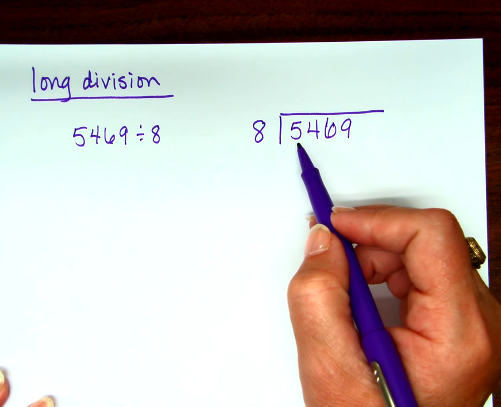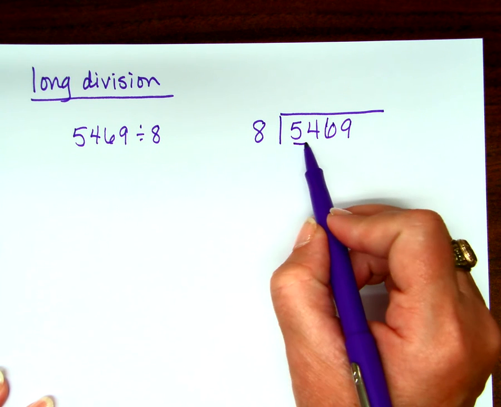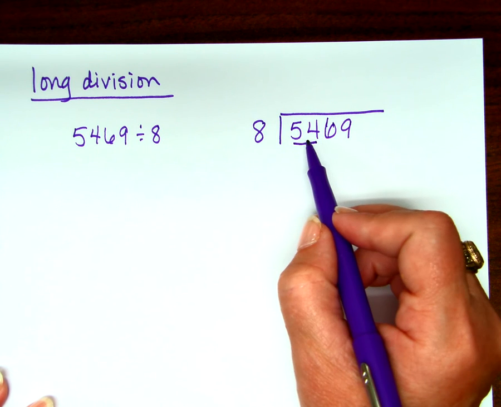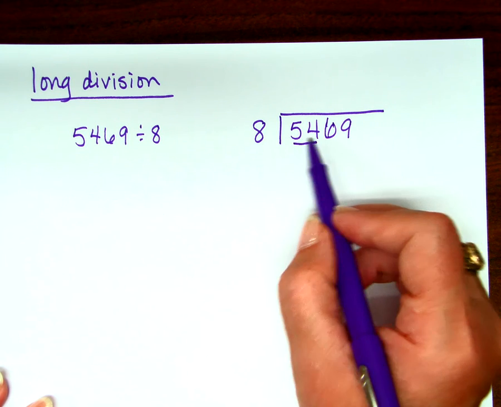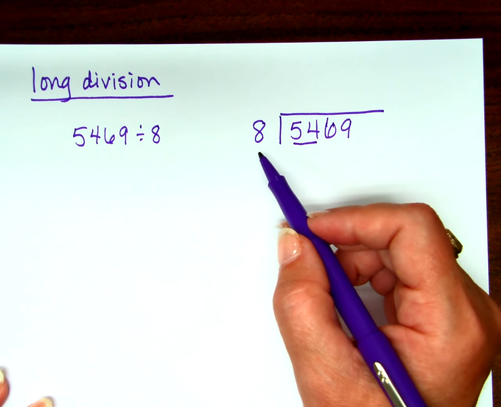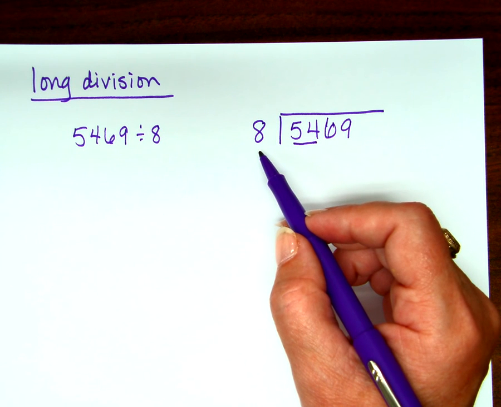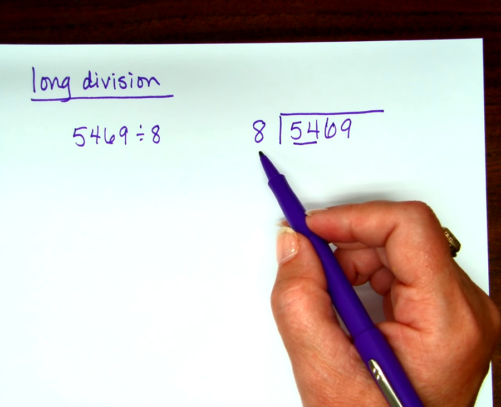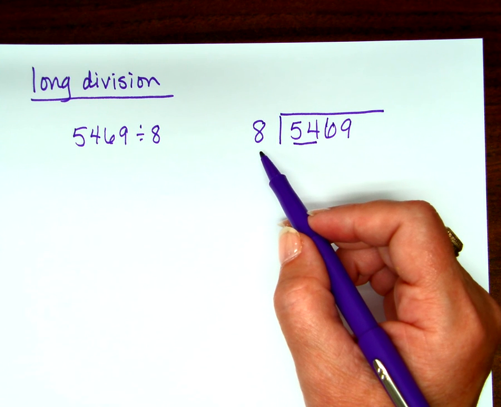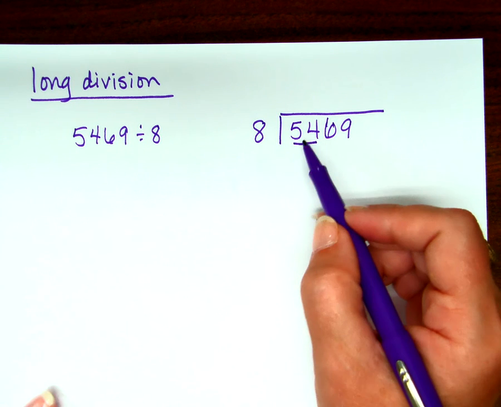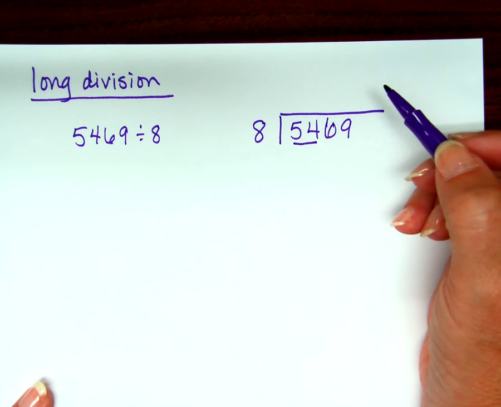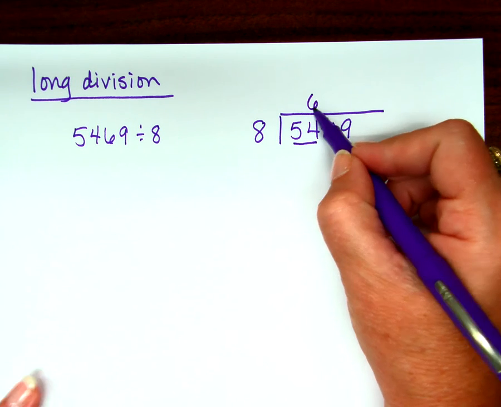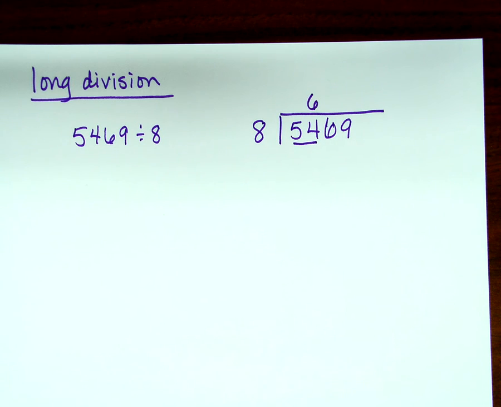Will 8 go into 5? No, so we look at that first part, right? So I divide the first part by the number on the outside, right? So what is 54 divided by 8? I think it would be 6, wouldn't it? Because 7 would be 56, and that's too much, right? So 6, and where does the 6 go? Over the 4. So it has a specific place, right, is what I'm trying to say?